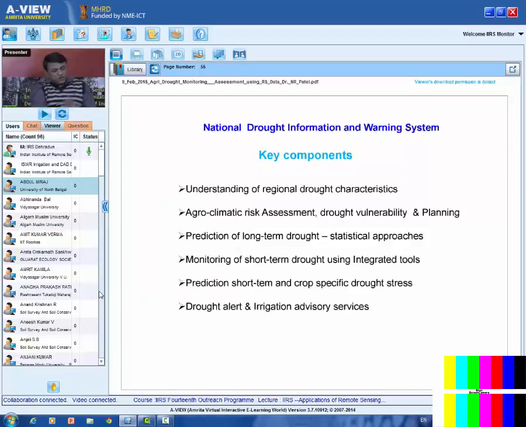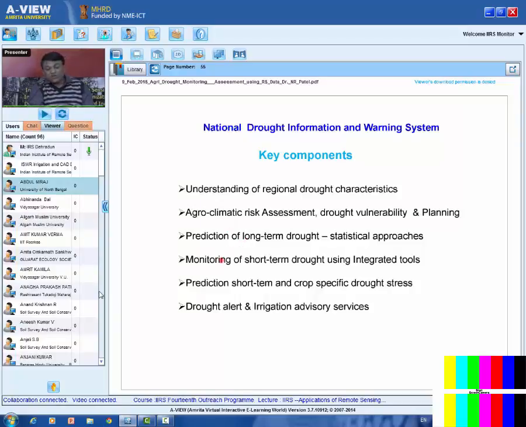So if we have to evolve a newer national drought early warning system, it should have certain kinds of components. What I opine is that we should have an understanding of regional drought characteristics. We should understand first of all the agroclimatic vulnerability to drought across different regions, and moreover, if possible, crop-specific drought vulnerability needs to be analyzed well in advance to address the drought aspect.